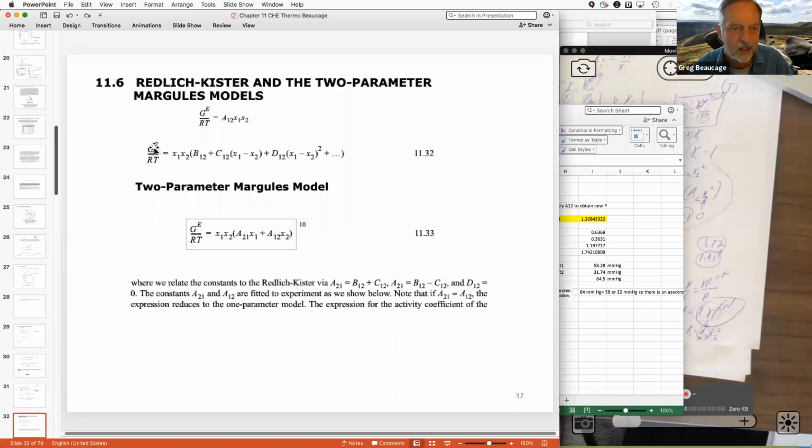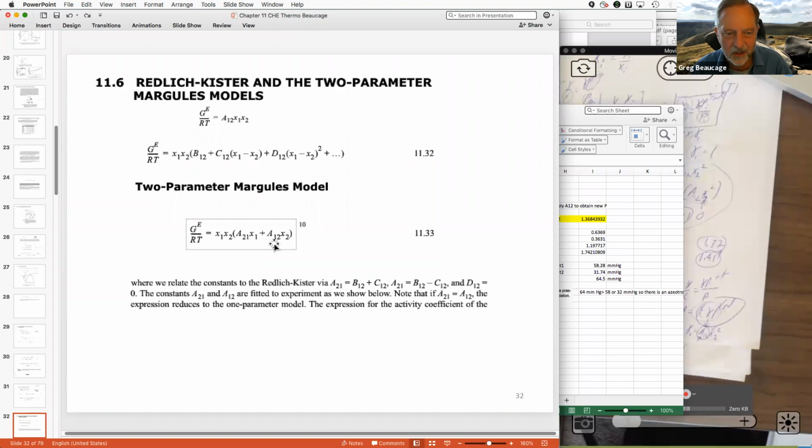So basically the Kister gives us series expansions. This is like a Taylor series expansion. The first order looks a lot like the single parameter Margules. So single parameter Margules, C12 is 0, D12 is 0, and the others are all 0. And you just have B12, which is A12. Two parameter Margules needs two parameters. It's written this way, so it's allowed to be skewed because it has two parameters.